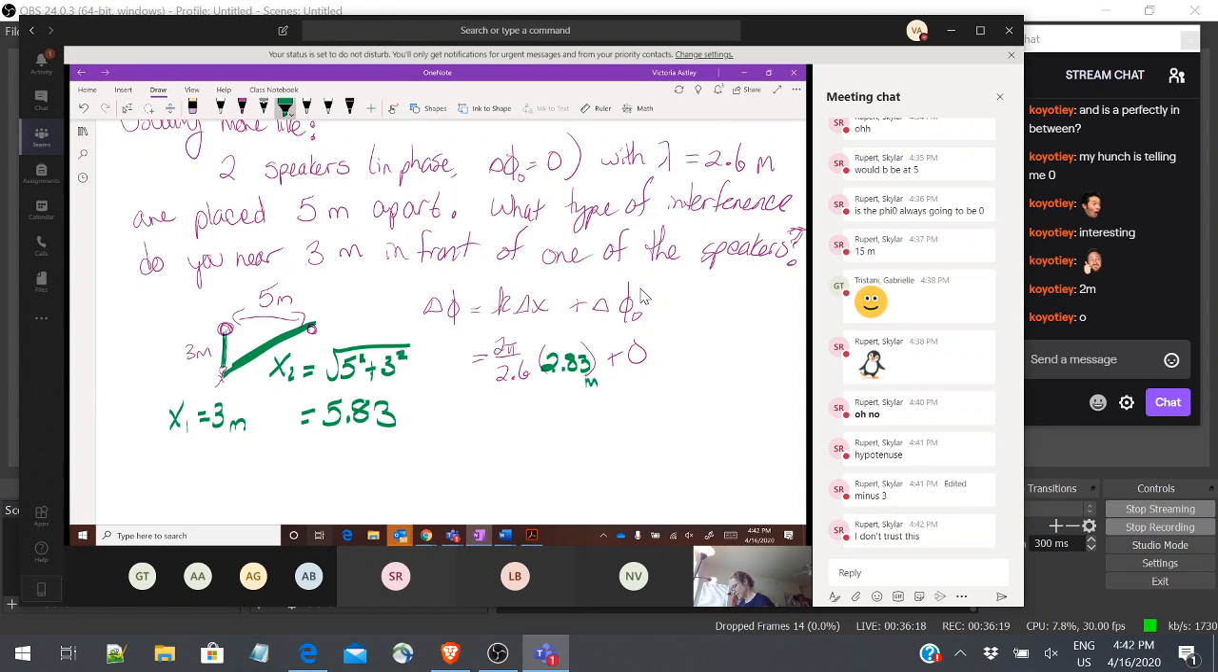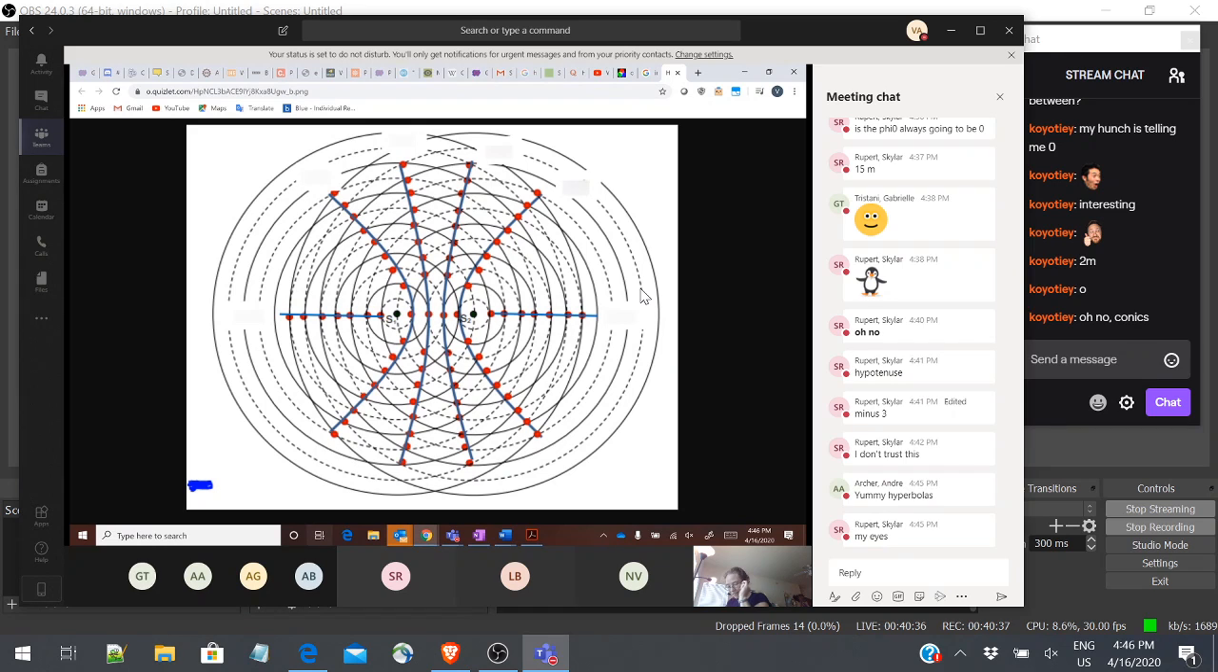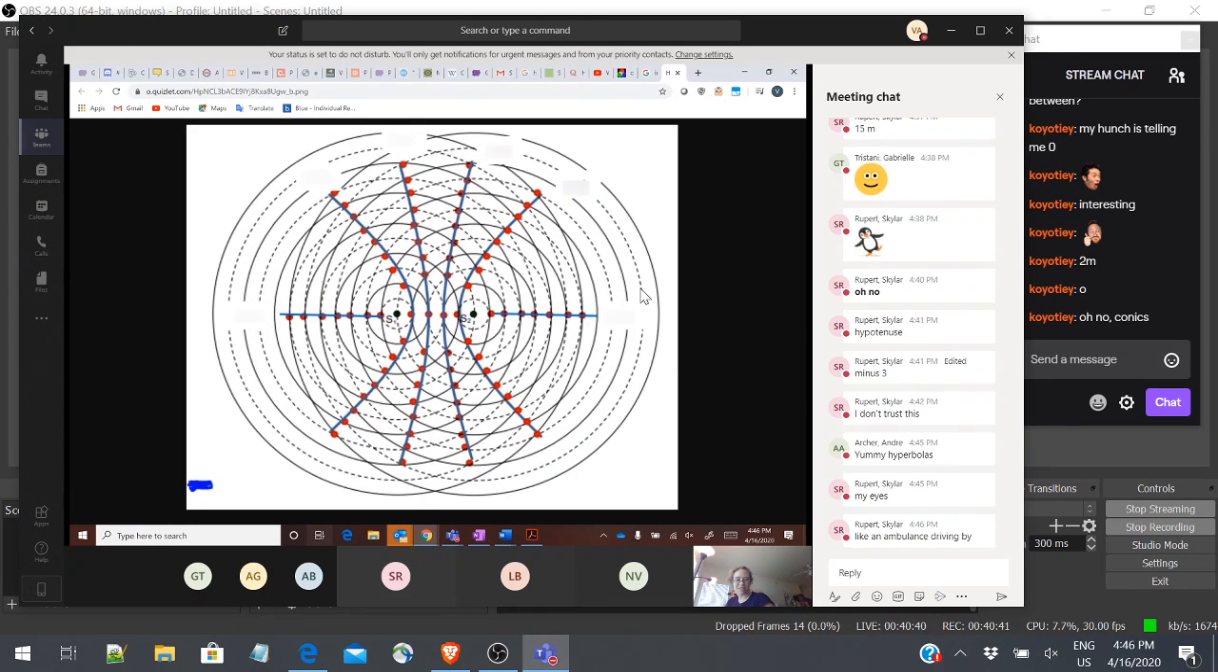An ambulance driving by is actually a slightly different thing. That's Doppler effect. That's if your source is moving. Now there are nodal lines and antinodal lines. Nodal lines are all these places where you get perfect destructive interference. Antinodal lines is where you get max constructive.